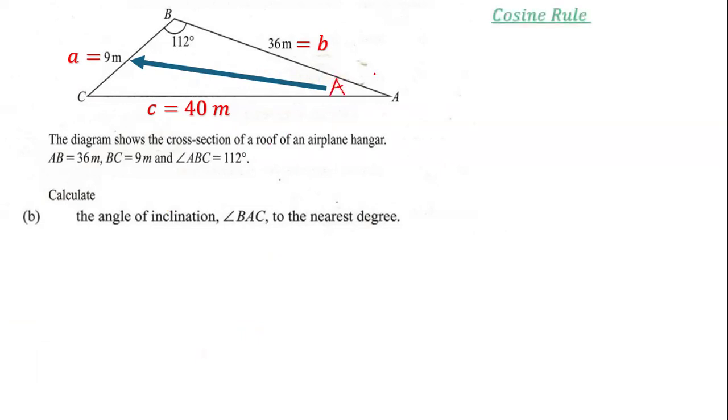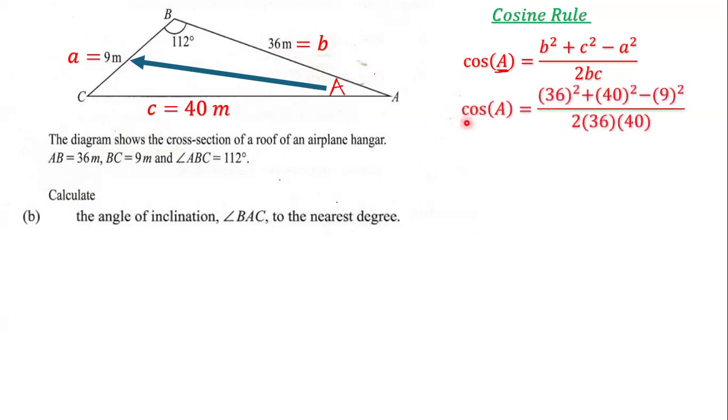All right, that's the missing angle right there, capital A. And we call it capital A because of the cosine rule, where it says that the missing angle is going to be capital A. And the side that is opposite the missing angle, we call that small a. So small a is equal to 9. And the other sides of the triangle are B and C, where B is equal to 36 meters and C is equal to 40 meters. And so let's substitute these values.